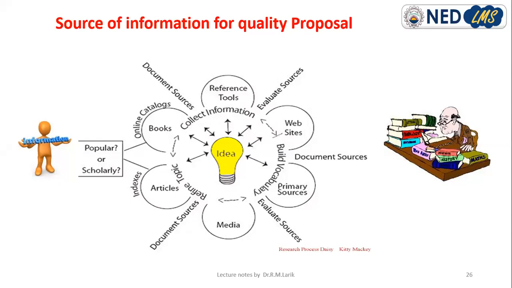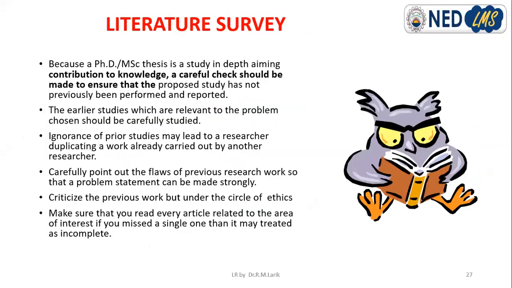That means the researcher has done work which comes out from very authentic sources, and the source of information should be correct, right? So when you do it, start from literature survey. You start from literature survey. So be careful. You should read each and every article related to your field, right? If you missed any single article, then it is not supposed to be completed, right? So it is a very important phase, the literature survey.